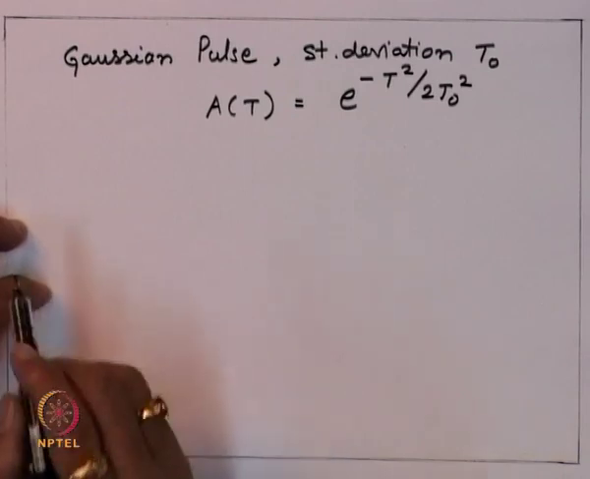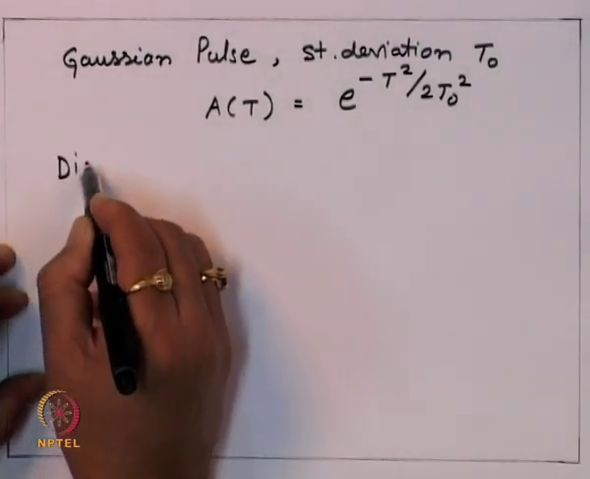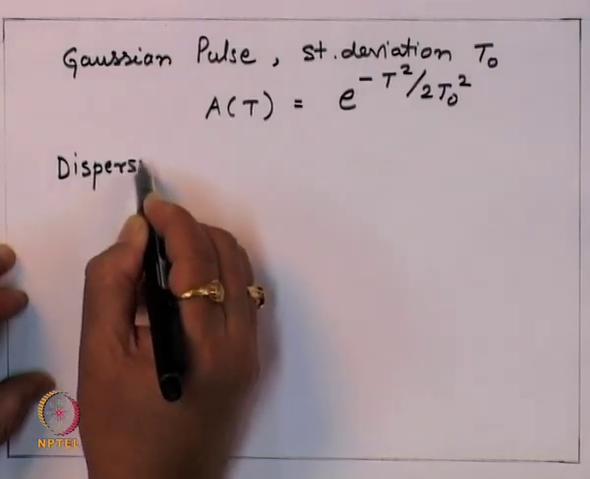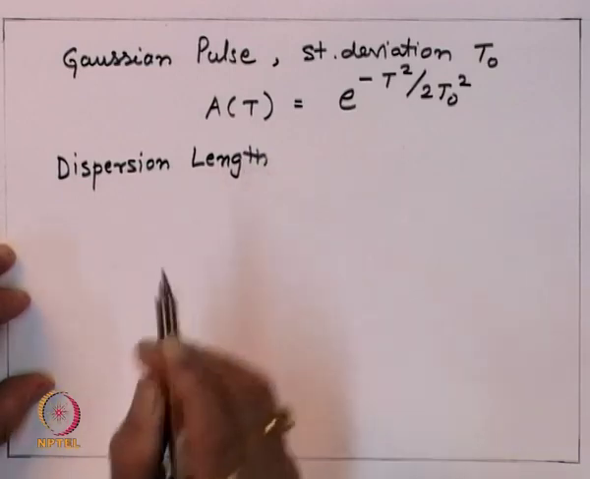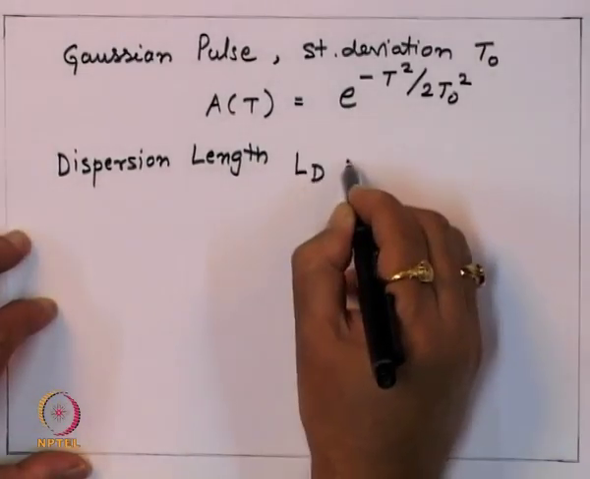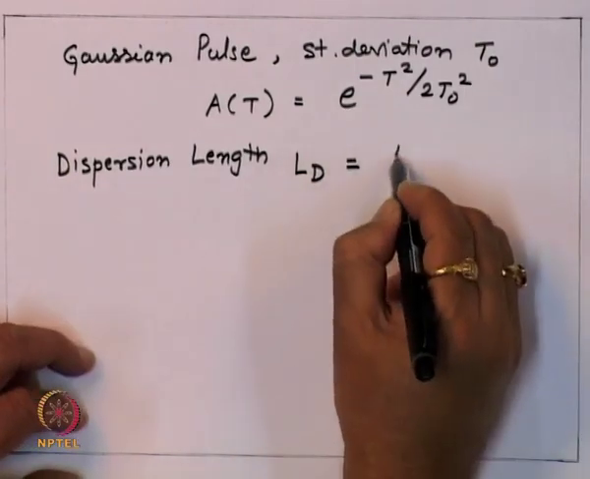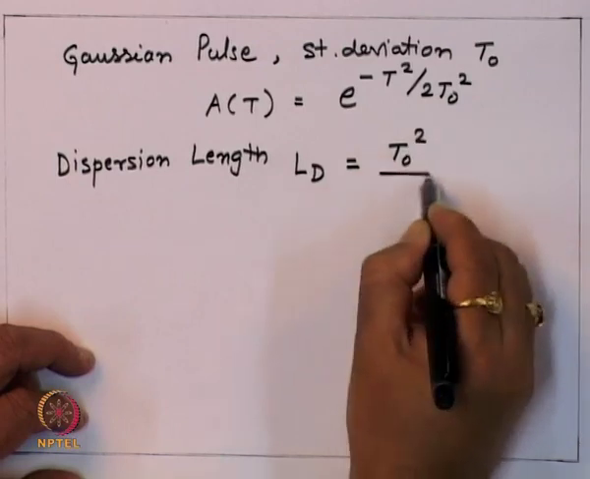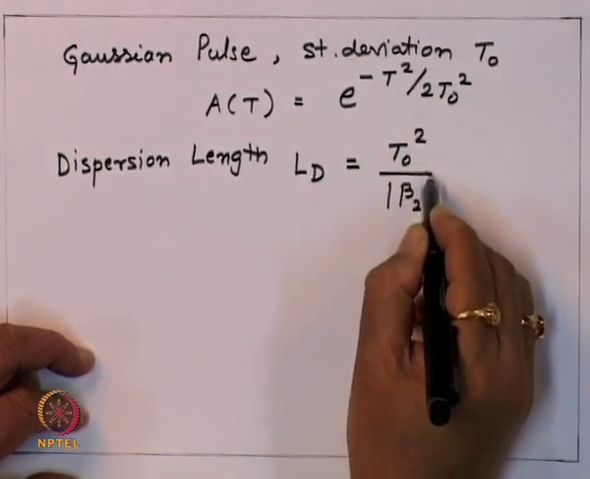So, one can define two characteristic lengths. One is what is called the dispersion length, and that is defined as L d, which is equal to T naught square divided by mod of beta 2.